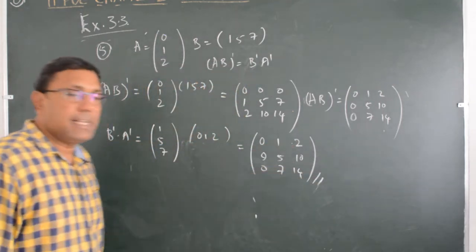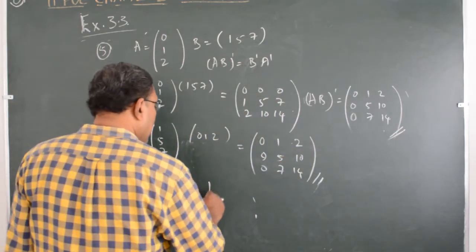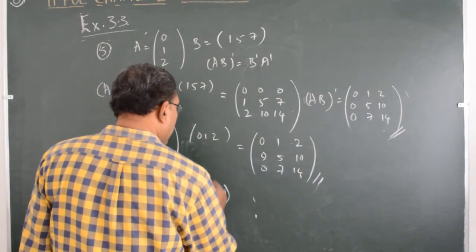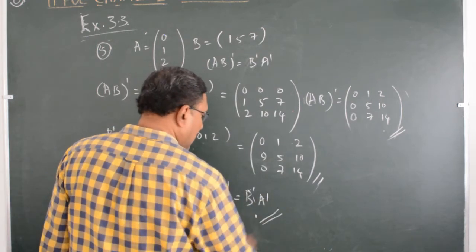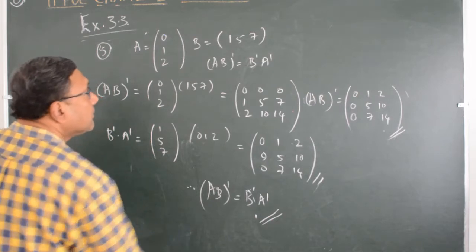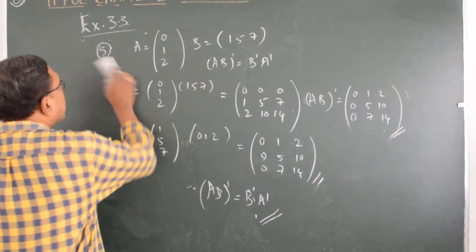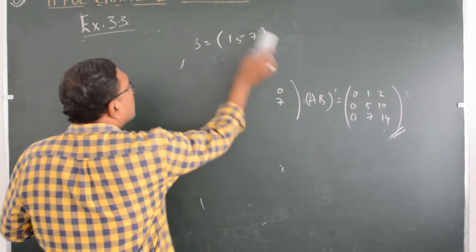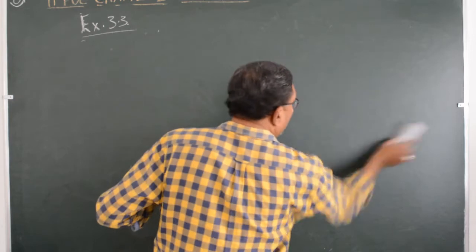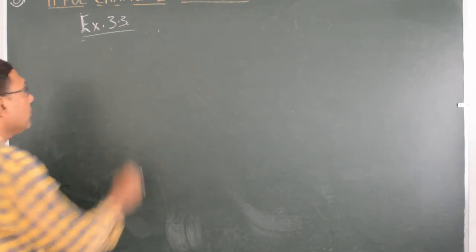See, these two answers are absolutely the same. Therefore, (AB) transpose is equal to B transpose A transpose, which holds good, right? Let's get into problem number 6. See what is there on problem number 6. It has got two questions.